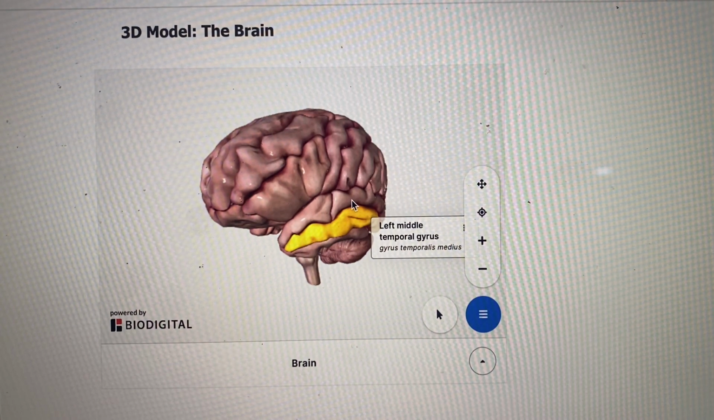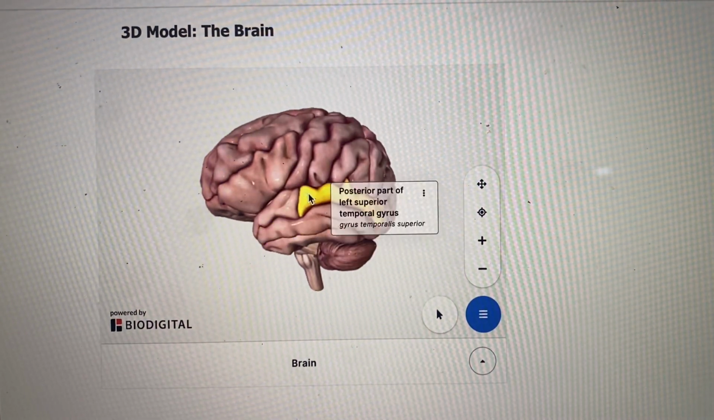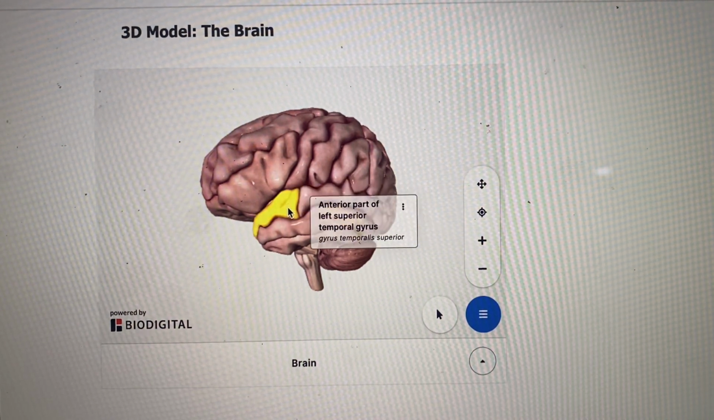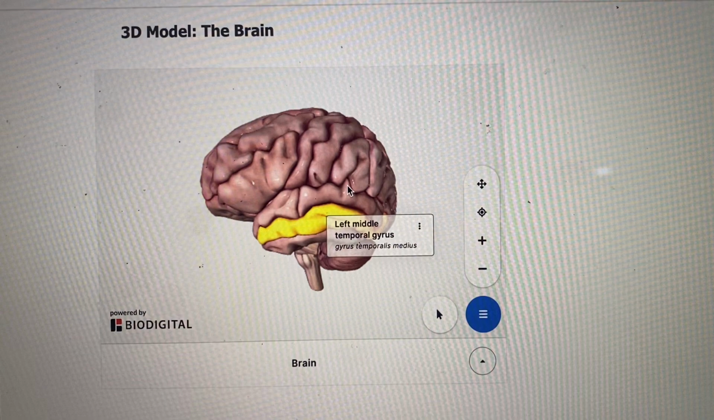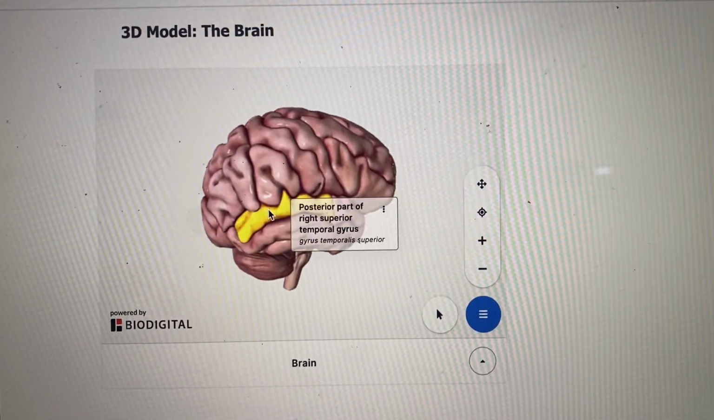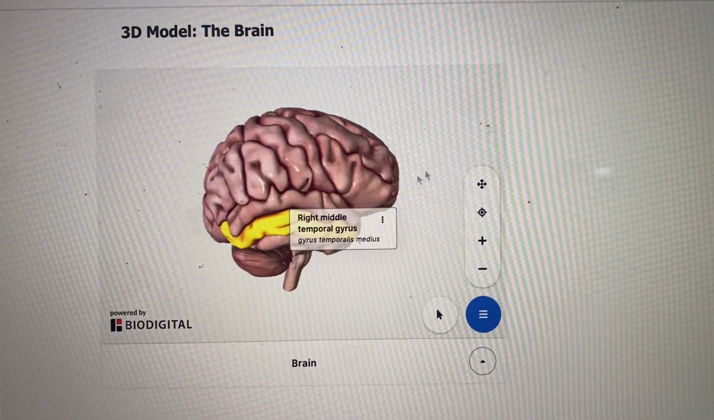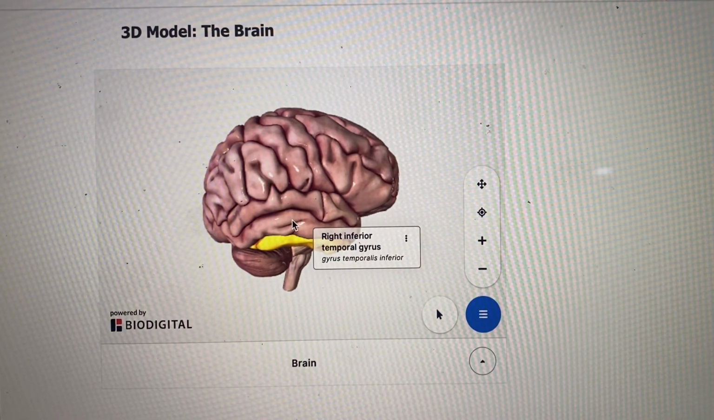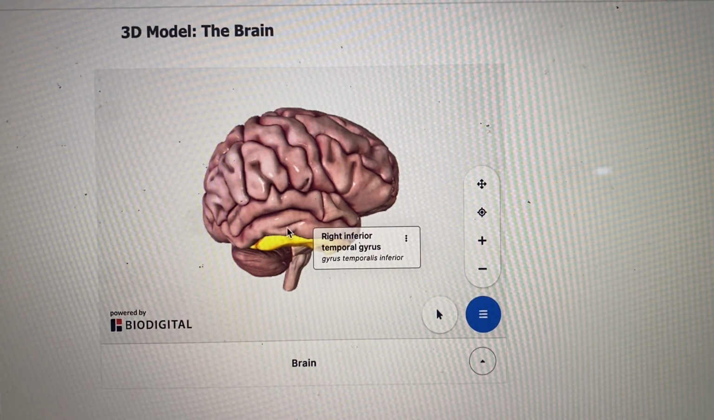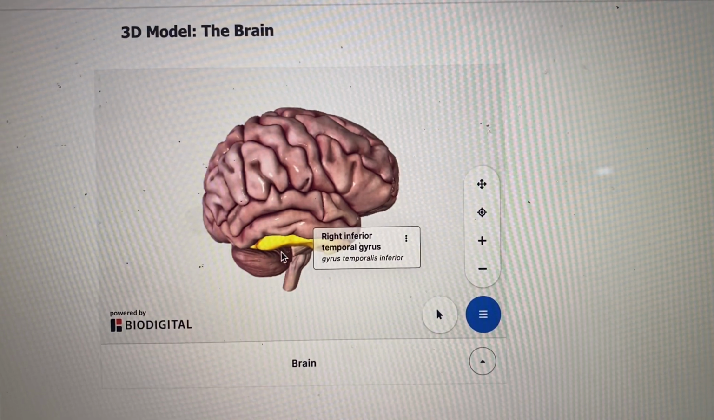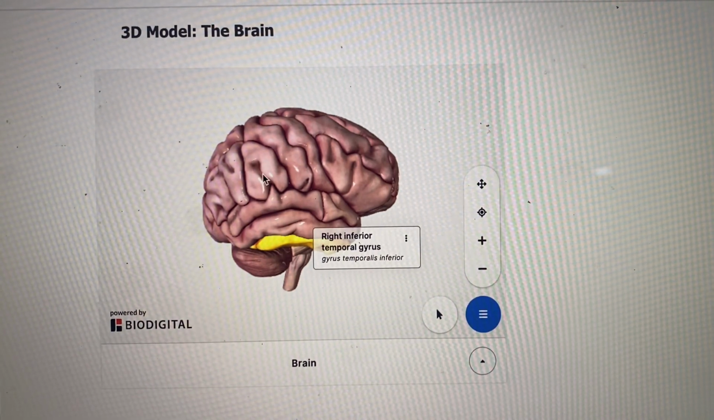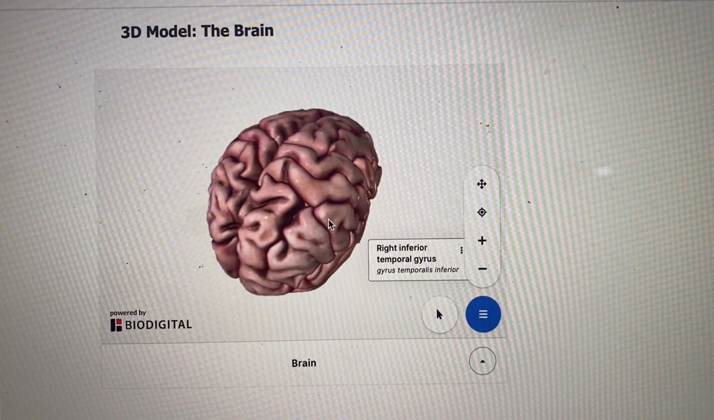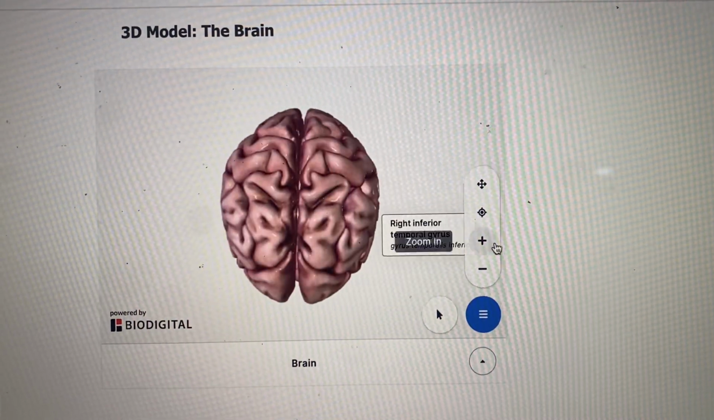Next is the temporal lobe. So we have the left temporal lobe, and then we have the right temporal lobe. And these help form the sides and the base of the skull and protect nerves and structures in the ear, which in turn control hearing and balance.